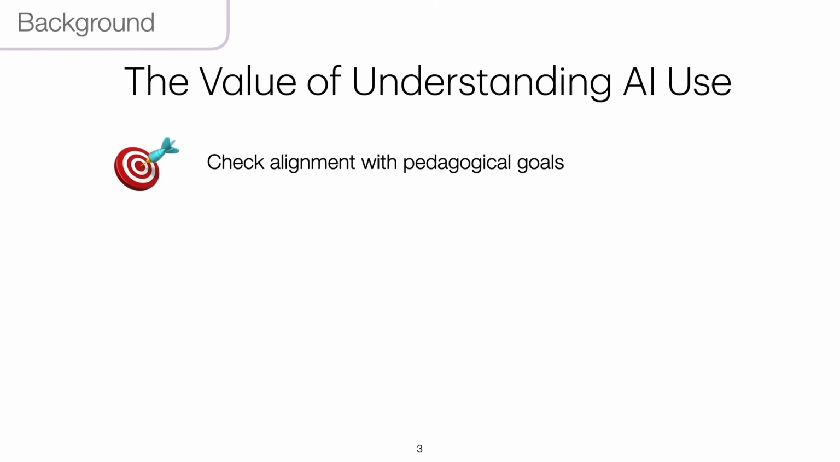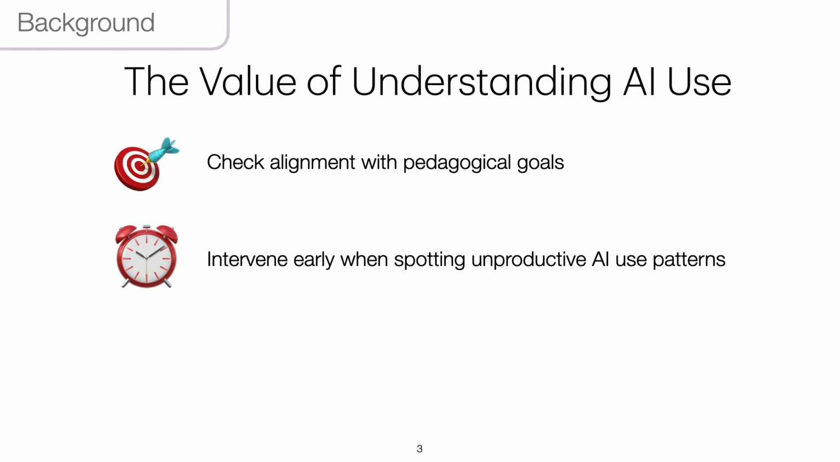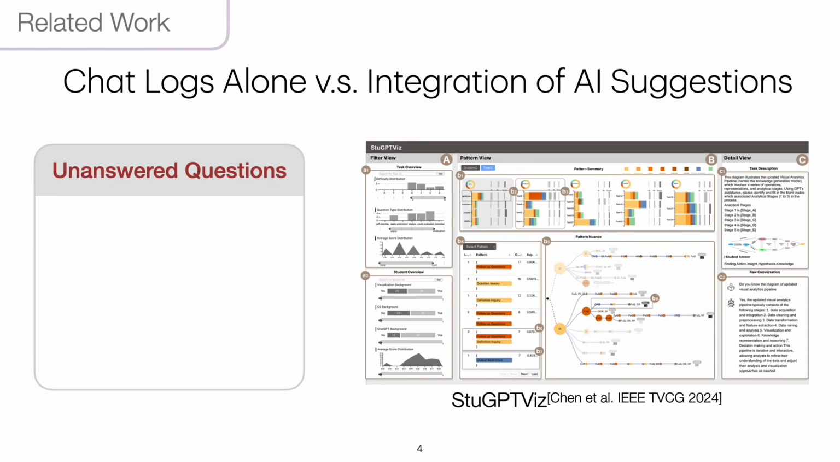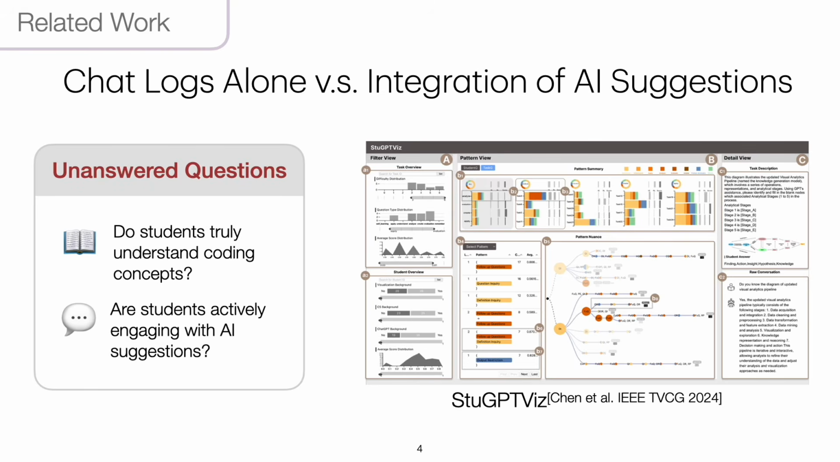This helps them check whether AI use aligns with pedagogical goals, intervene early when spotting unproductive AI use, and establish effective policies for AI use. Prior work has used chat logs to show how students interact with AI, but chat logs alone do not reveal how students adapt or integrate AI suggestions. For example, we cannot tell whether they truly understand the concepts or if they are actively engaging with AI.